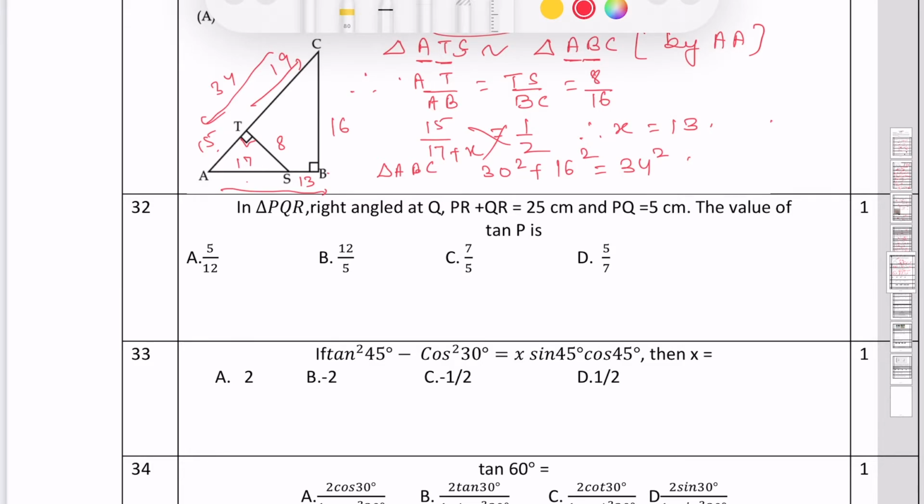Now question: PQ plus QR is 25. PQ is 5. Right angle at Q. PQR, PQ is 5.